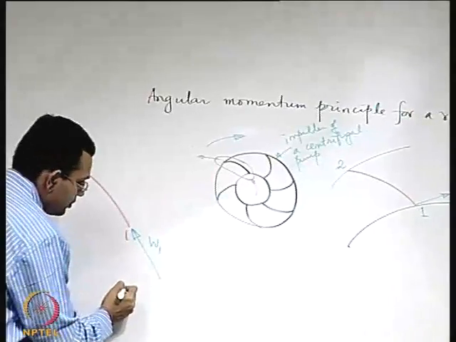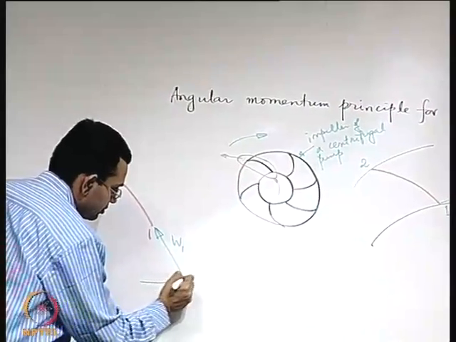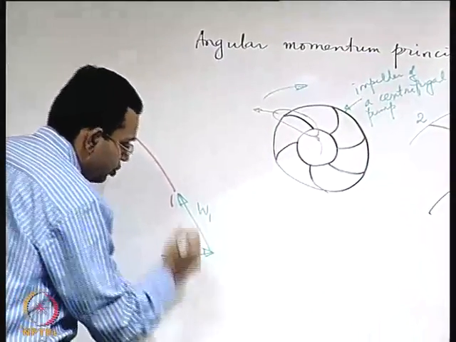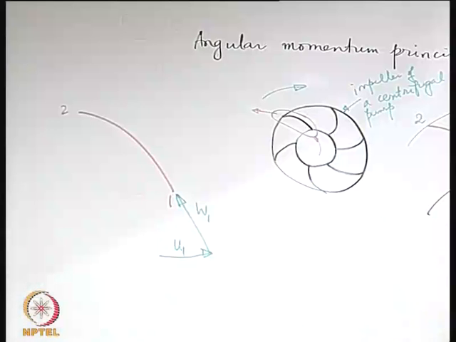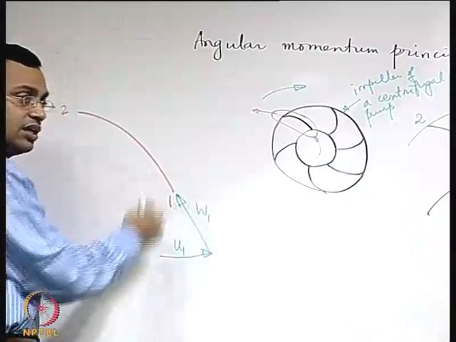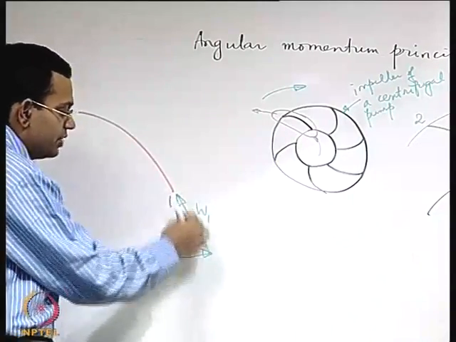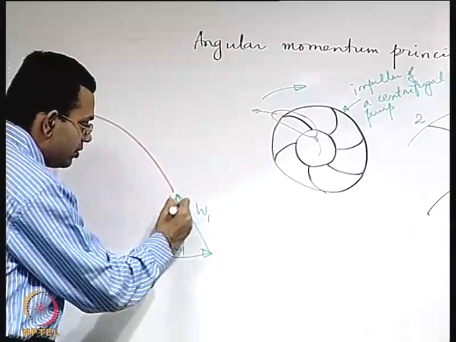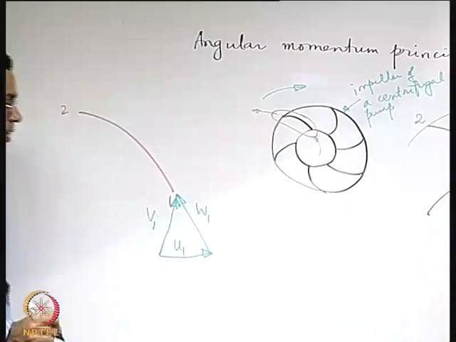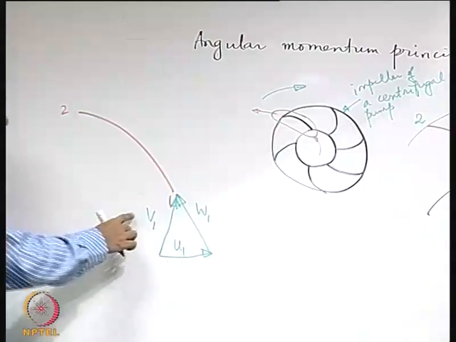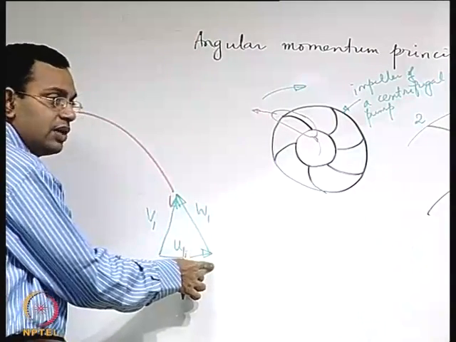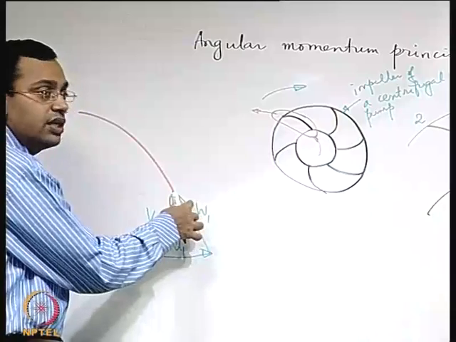So, that is tangential and we give it a name u. So, u is the tangential component of the velocity of the rotor itself and w is the relative velocity. So, the resultant velocity is the vector sum of these two, which we say is the absolute velocity of the fluid. So, v1 is the sum of the tangential velocity of the rotor plus the velocity of the fluid relative to the rotor, okay.